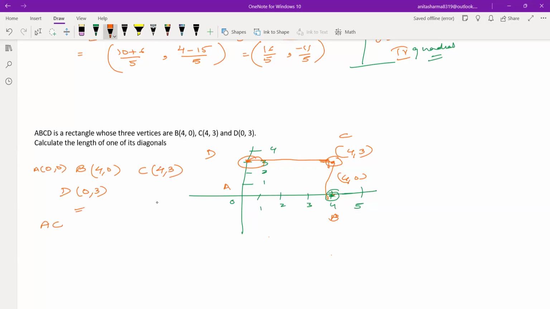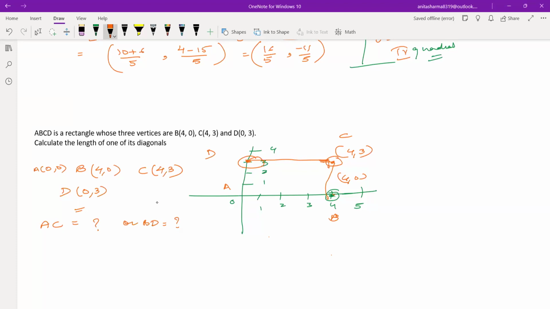Now find AC or BD. Find, children. Ma'am, is it necessary to do this graph and then draw this rectangle? Without drawing the figure, you will not be able to find the answer, beta. And this is coordinate geometry. You can draw on your simple answer sheet, not a graph. Okay, ma'am.